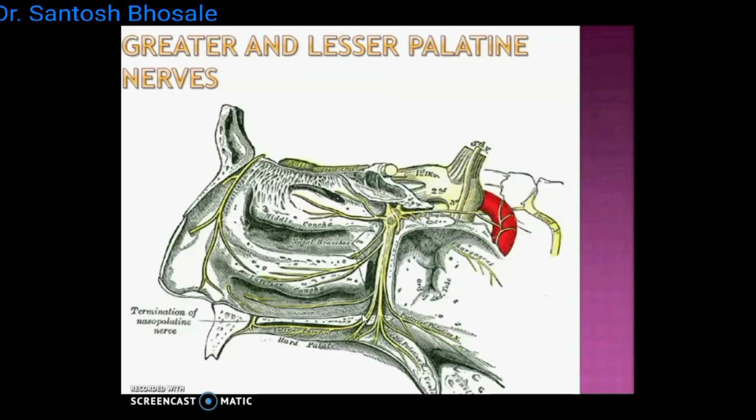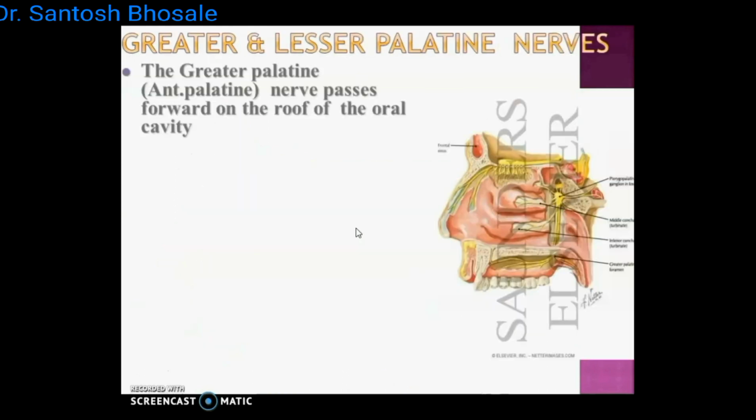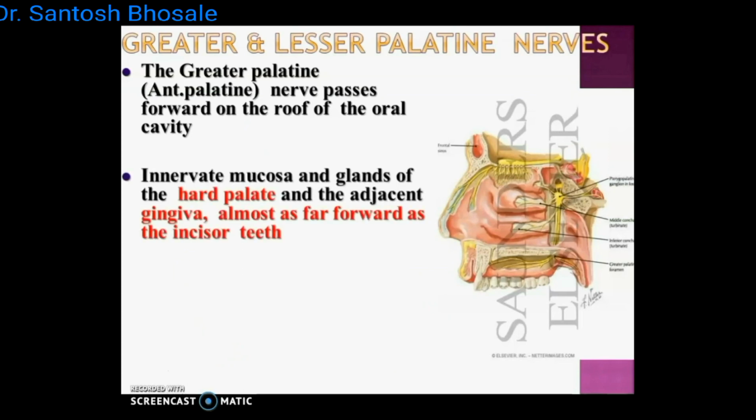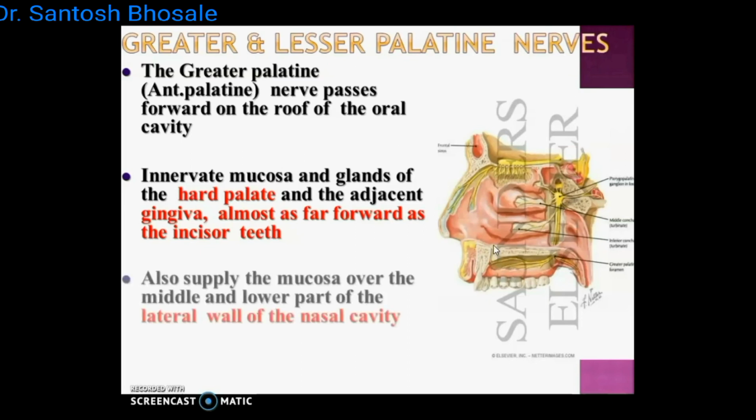You can see the canal. They come to the canal and terminate as the nasopalatine nerve. So the greater palatine nerves supply the hard palate, gingiva and mucosa of the hard palate and soft palate up to the incisor teeth, and they join with the nasopalatine nerves. So palatine nerves not only supply the palate or the roof of the oral cavity, they also supply the lateral wall of the nose. That we will see in the nerve supply of the lateral wall of the nose.